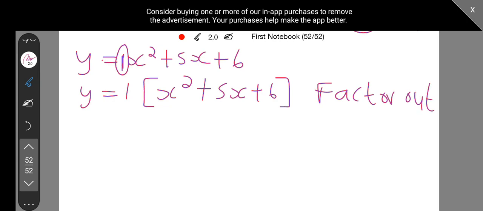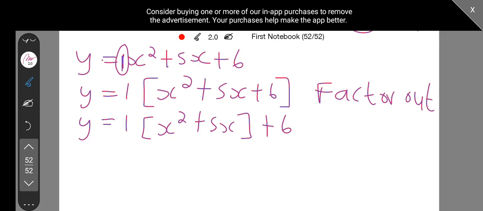The second step, we are going to isolate the constant. The constant is a number which doesn't have a variable, or an expression without a variable. We're going to say that y is equal to 1 multiplied by (x squared plus 5x). You close the brackets and then you put the positive 6 outside the brackets. The second step is called isolation. So make sure you are able to do these steps.